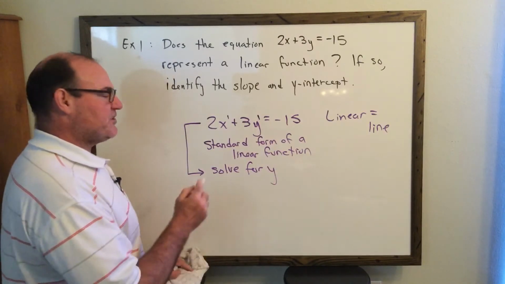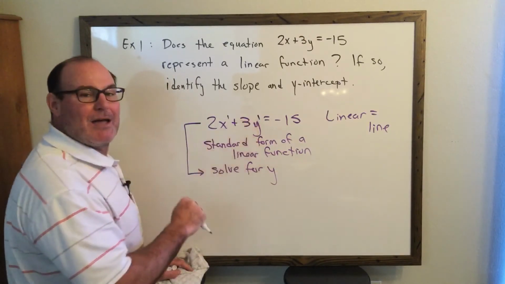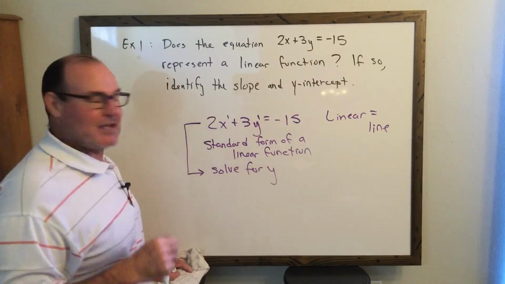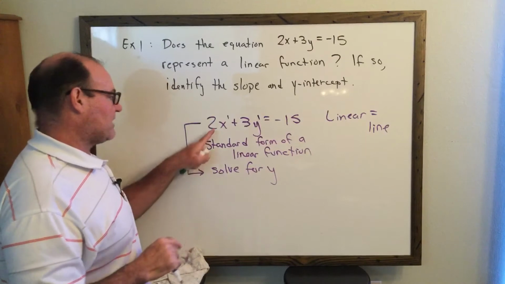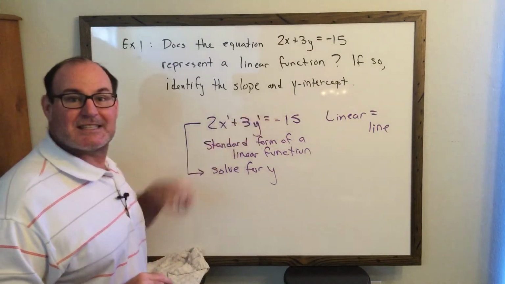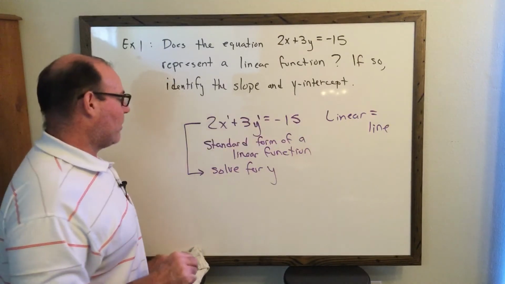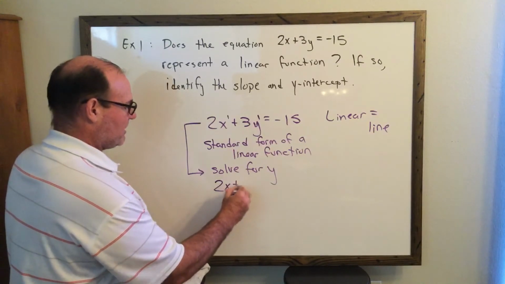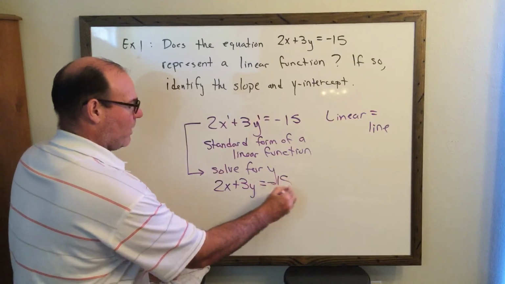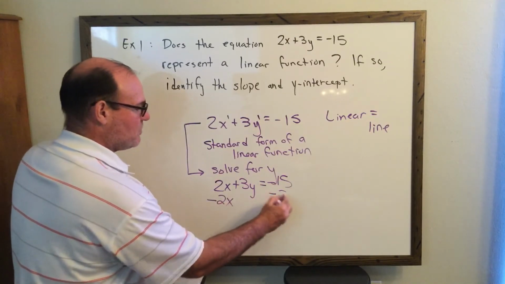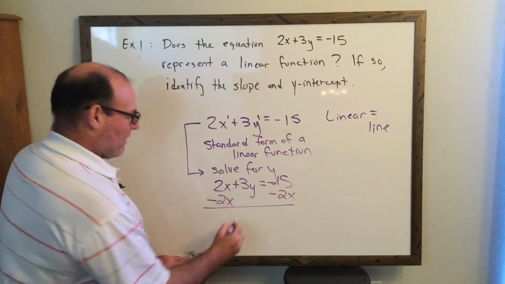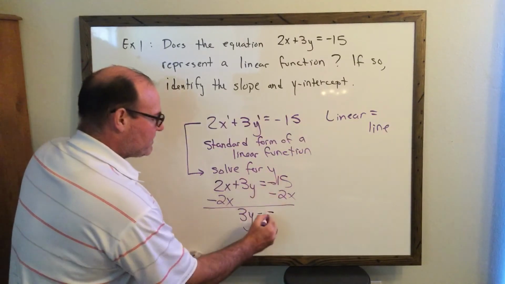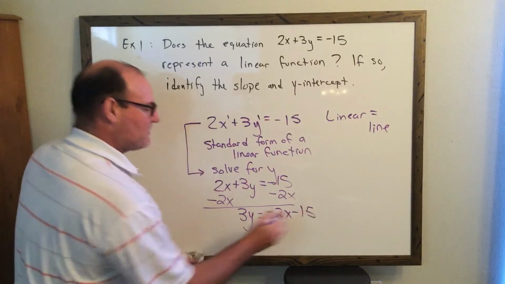All right, so first thing I'm going to do, if I'm going to get the y by itself, is I have to move the 2x over there. So think to yourself, how am I going to get the 2x from this side of the equation to that side of the equation? Well, what I'm going to do is I'm going to subtract it. So let me rewrite the equation here. I'm going to subtract the 2x from both sides. Now, that leaves me 3y is equal to, these are not like terms, so I have negative 2x minus 15.